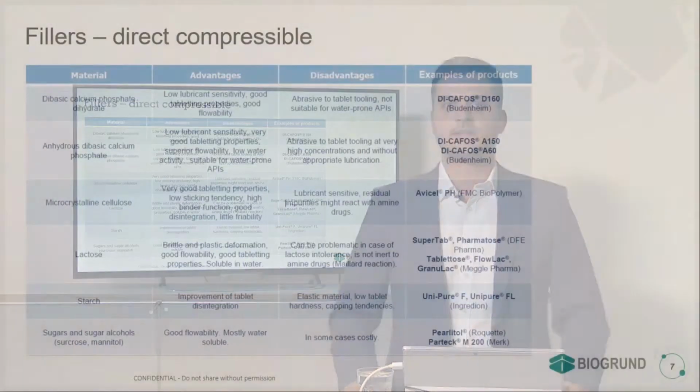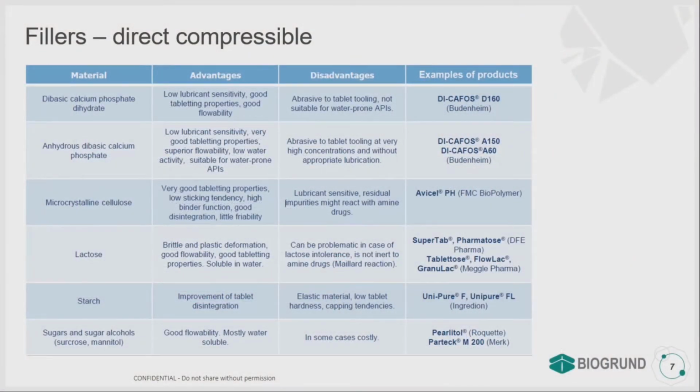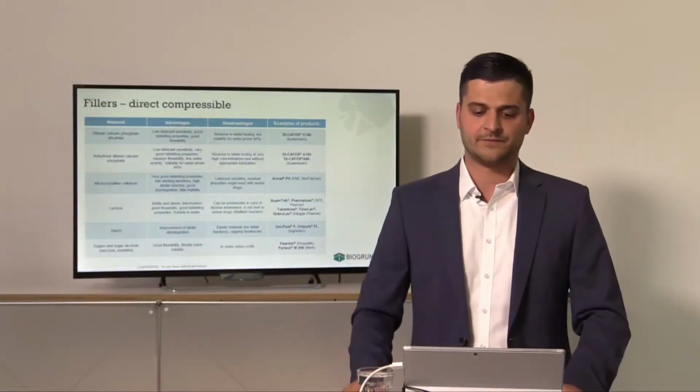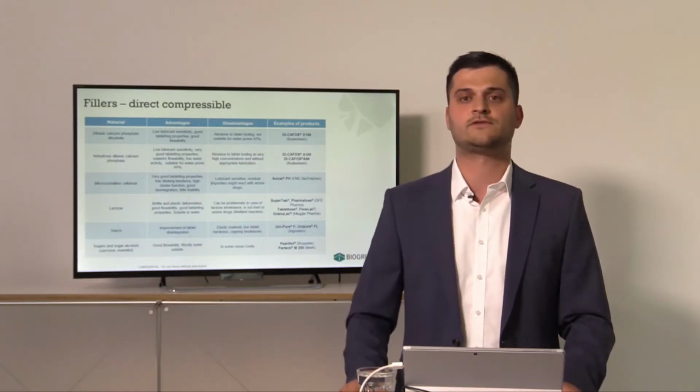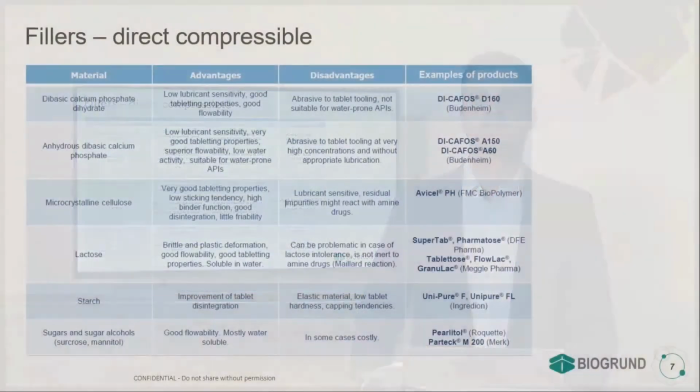This table lists widely used fillers available on the market. The advantages and disadvantages will be explained through microscopic pictures on the next slide. You see different calcium carbonates, for example, Decafos from Budenheim, microcrystalline cellulose, for instance, Avicel from FMC, lactose, the Flowlac from Meggle, starch, for instance, Unipure, and sugar and sugar alcohols, such as Perlitol from Roquette.